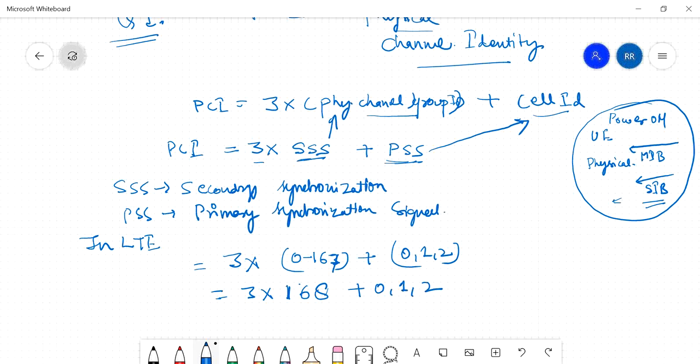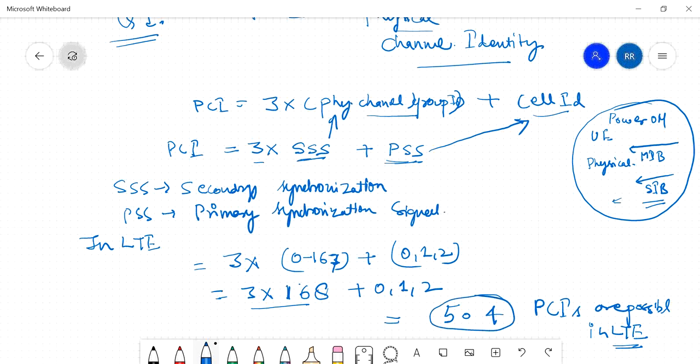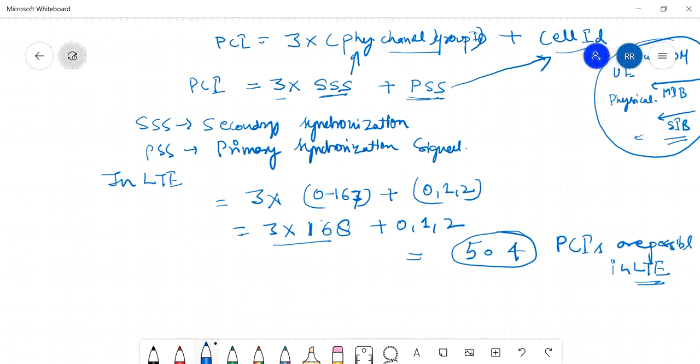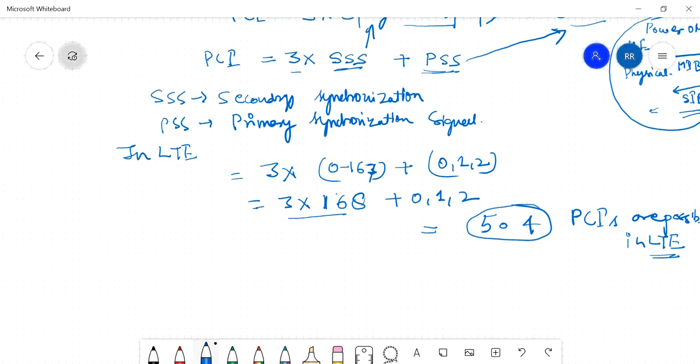So how many types would be possible? 3 into this 168, so a total of 504 PCIs are possible in LTE. In LTE, 504 PCIs are possible. You should memorize this formula. This is a very general question in any LTE interview.